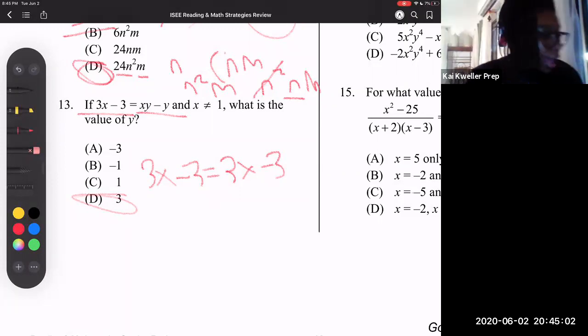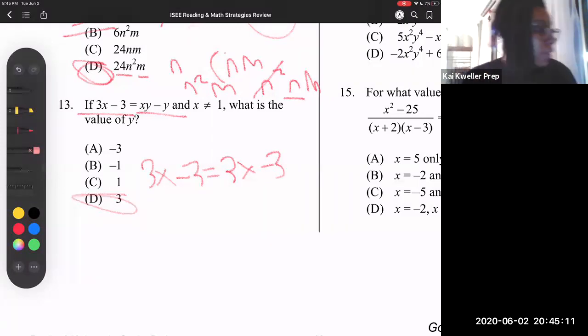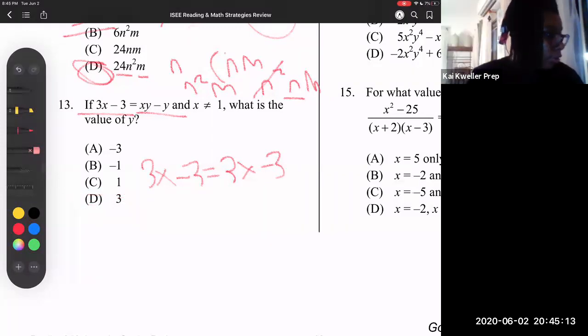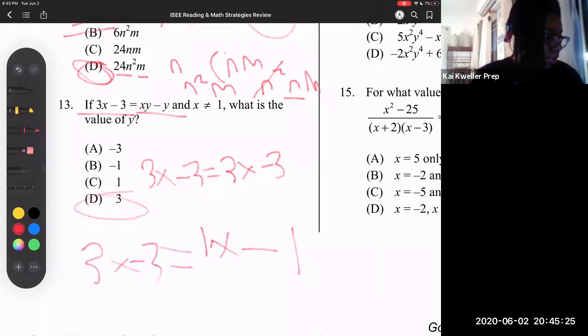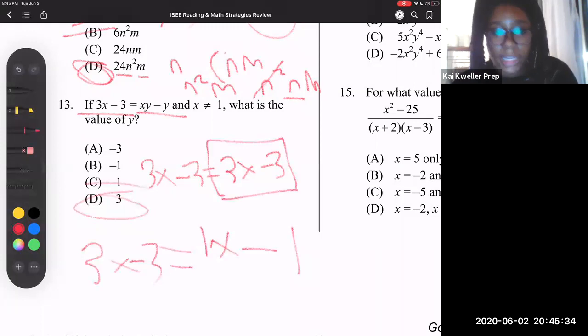But I noticed that the two questions have a similar structure where it's something x minus another number. And when you plug in a number, your job is to just get them equal to each other. So for example, you plug in 1, 1x minus 1 is not equal to 3x minus 3. So we know that 1 can't be the answer. But if you plug in a 3, you get the same thing. You get 3x minus 3, which is why that's the answer, if they're equal to each other.